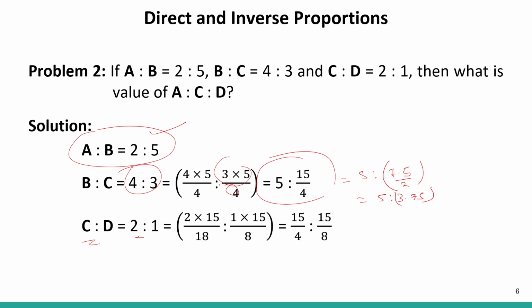So C is to D is equal to 2 is to 1. So 2 into 15 by 8 is to 1 into 15 by 8. So this is equal to nothing but 15 by 4 is to 15 by 8, right? So let's see the solution.